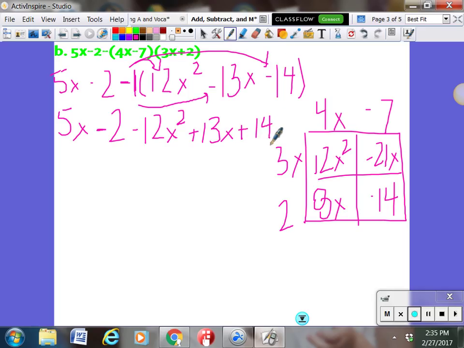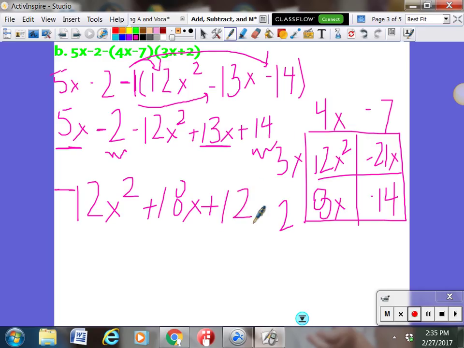My next step is to look for like terms. I always start with my highest exponent, so my highest exponent is negative 12x squared. There is not a like term with negative 12x squared, so I'm just going to write negative 12x squared in my answer. My next exponent is going to be x. 5x has a like term of 13x. So when I add those together, I get 18x. And then finally, I have negative 2 and I have 14. When I add those together, I get positive 12. So my answer is going to be negative 12x squared plus 18x plus 12.